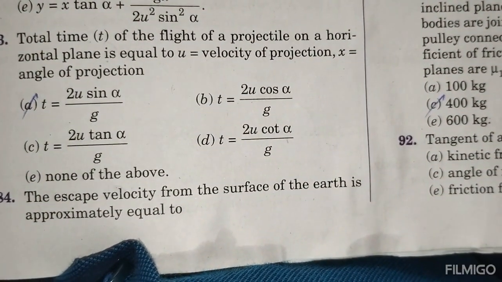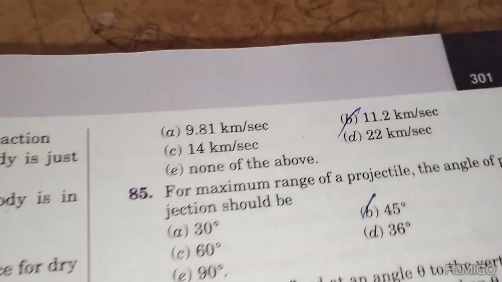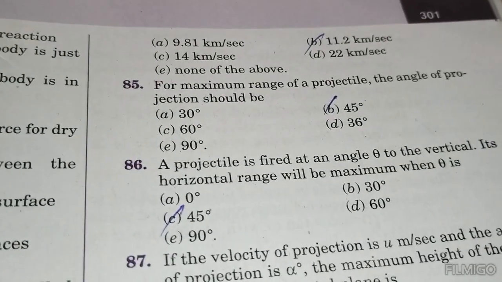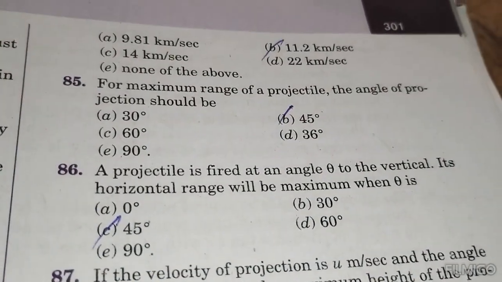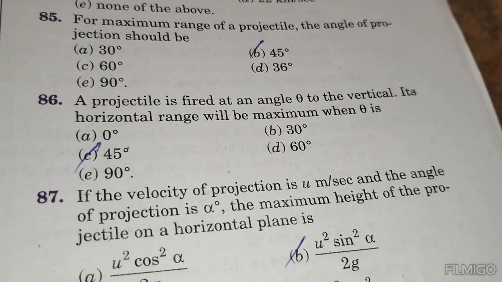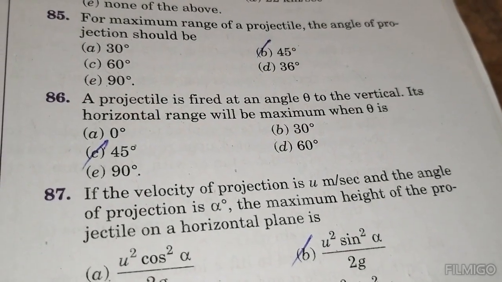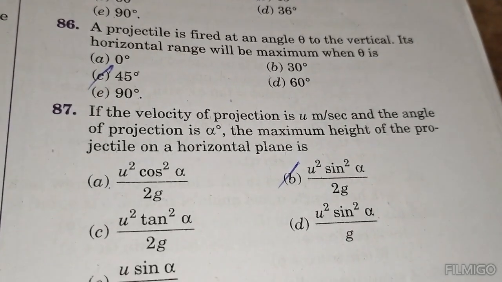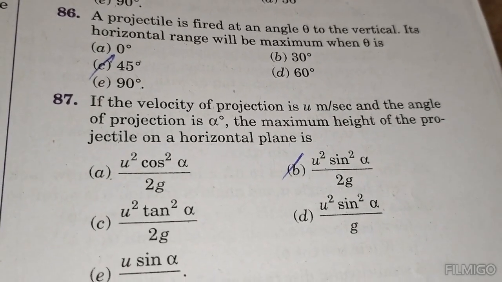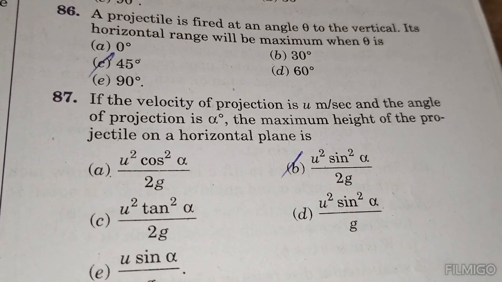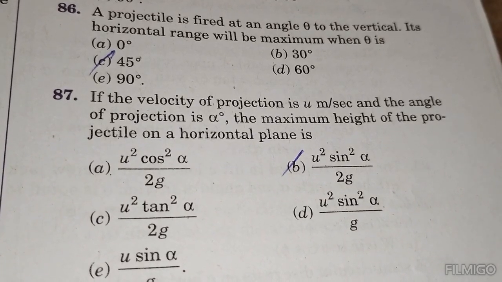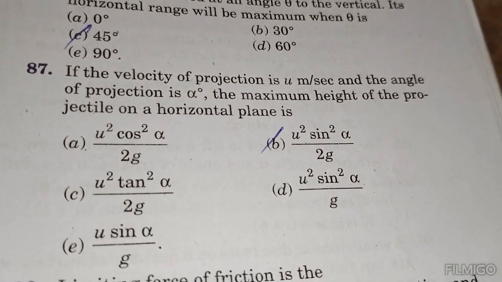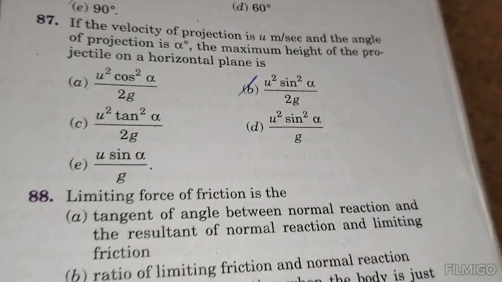The escape velocity from the surface of the earth is approximately equal to 11.2 km per second. For maximum range of a projectile, the angle of projection should be 45 degrees. A projectile is fired at an angle theta. The horizontal range will be maximum when theta is 45 degrees. If the velocity of projection is u meter per second and the angle of projection is alpha, the maximum height of the projectile on a horizontal plane is u squared sin squared alpha by 2g.